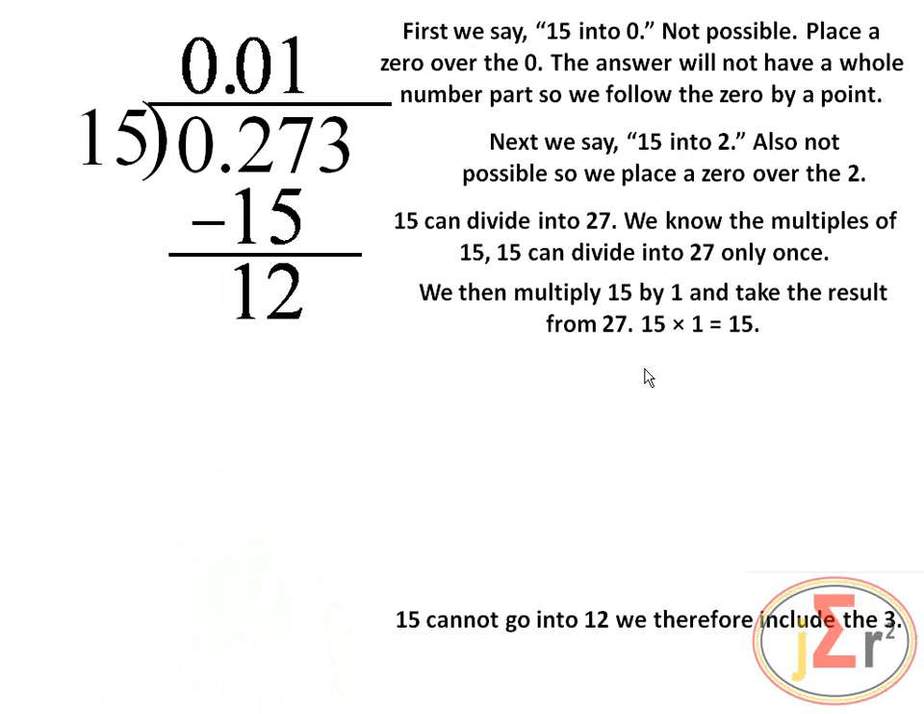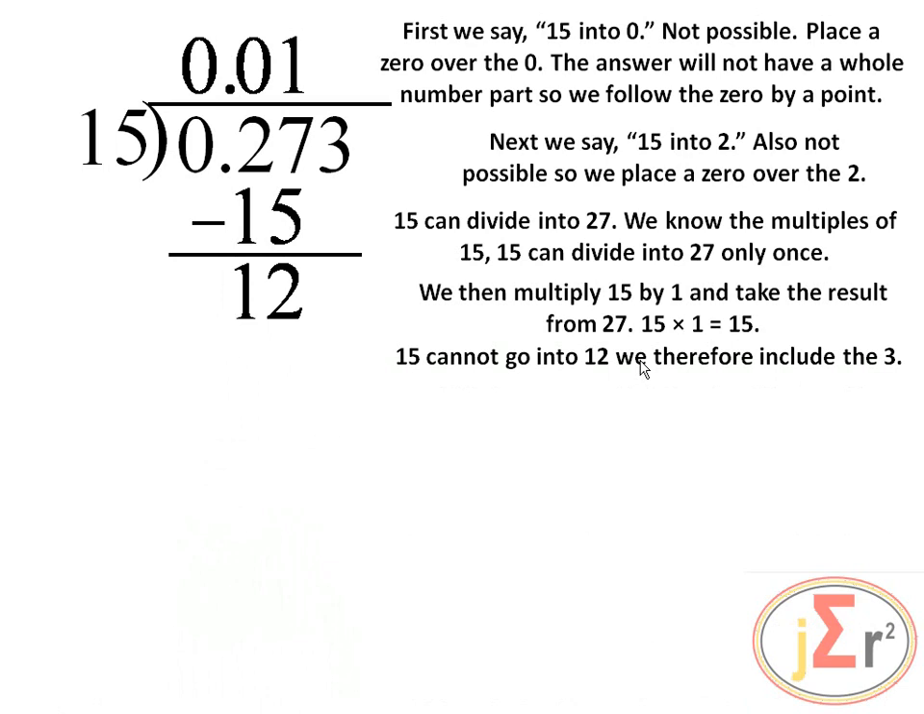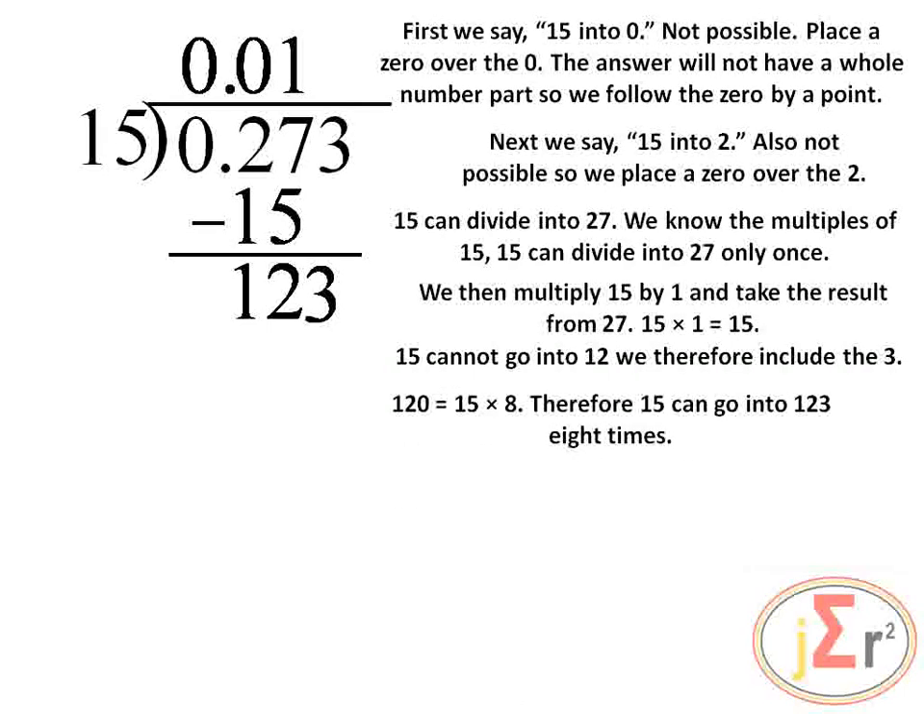Nice. 15 cannot go into 12. We therefore include the 3. We are always saying that we put an arrow here, say that the 3 should go down here. When the 3 goes down here, how is it that the 3 remains here? Well, that is why we have this computer that can replicate the same thing in a nice way like that.